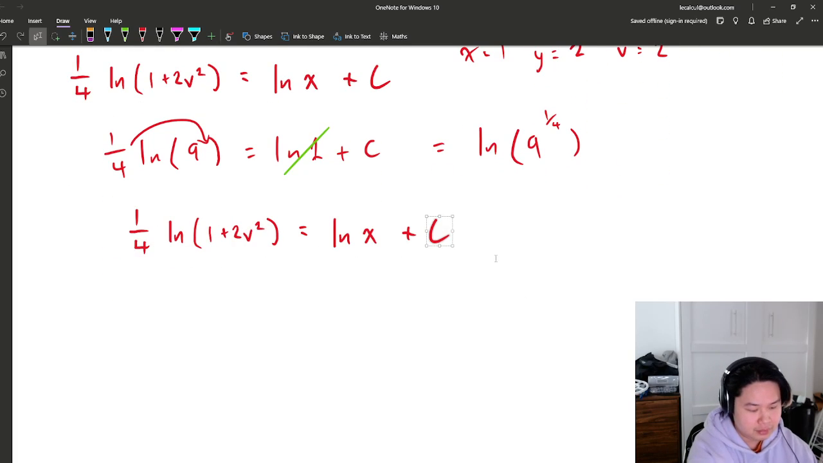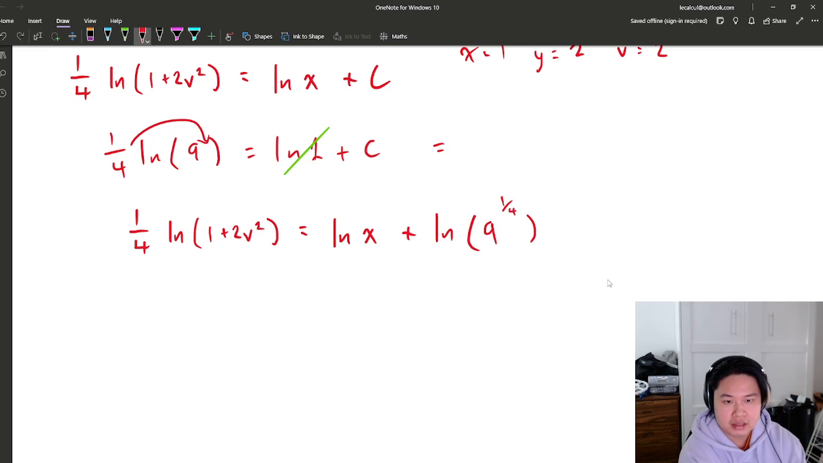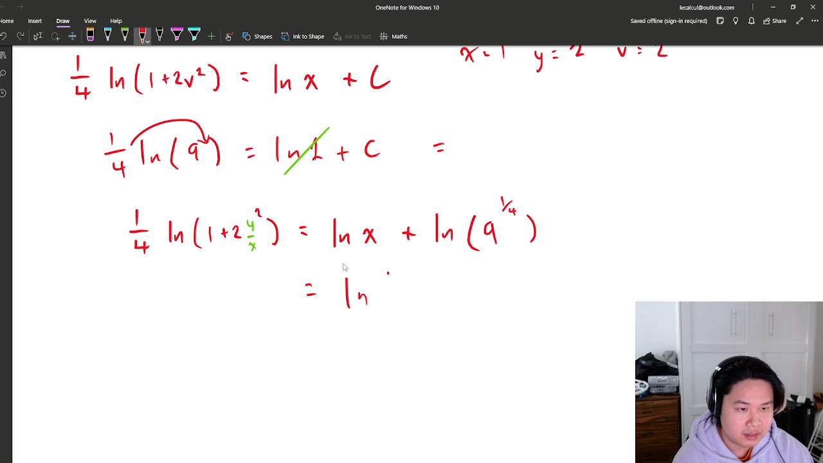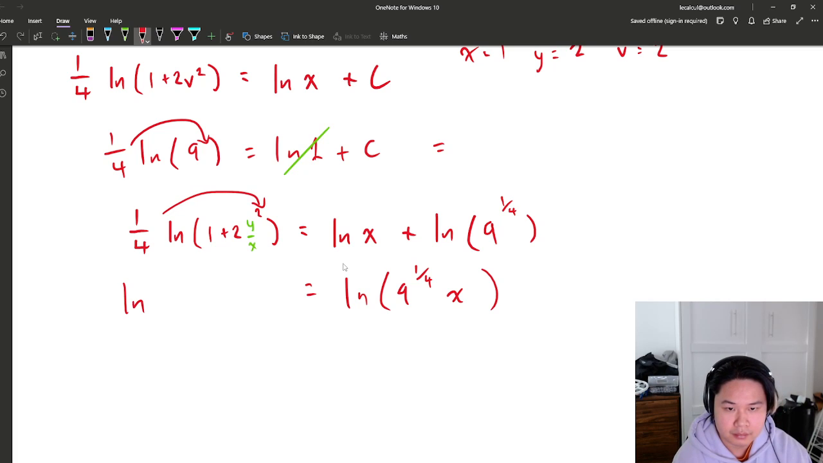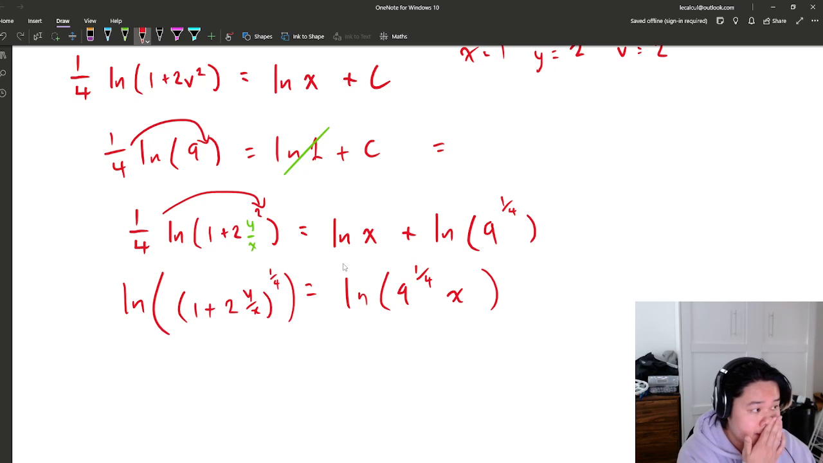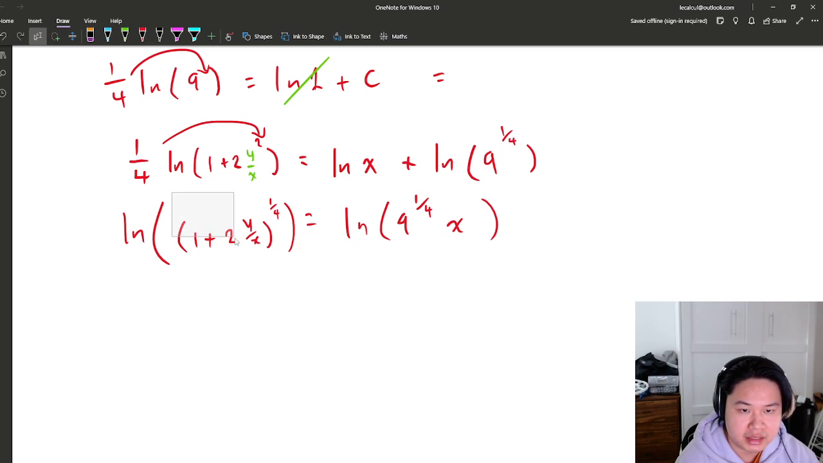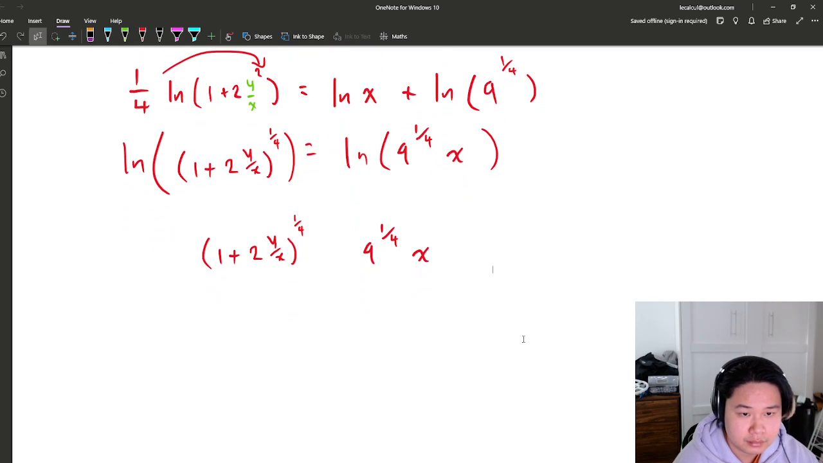And then we need to solve this equation with this being the 4th root of 9. Oh, and then we need to solve for y. So let me change this back into y over x. Okay, we're gonna solve this log equation. I'm gonna combine these guys together over here. I'm gonna raise this over here. Because now that I have natural log equals another natural log, I can just say that these are equal to each other. And then solve for y.